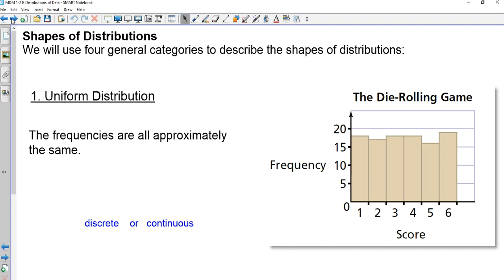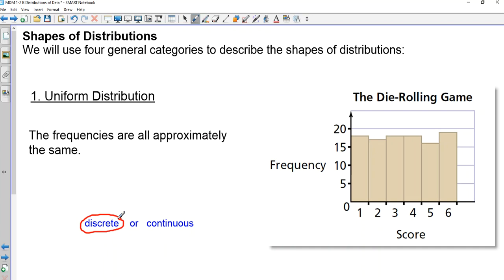So it looks like what they're doing in this game is they're rolling a single die and they are recording the frequency, or the number of times they get each one of those numbers up there. So I've asked the little question here, is this data discrete or continuous? This is discrete data because that die can only take on the numbers 1, 2, 3, 4, 5, and 6.